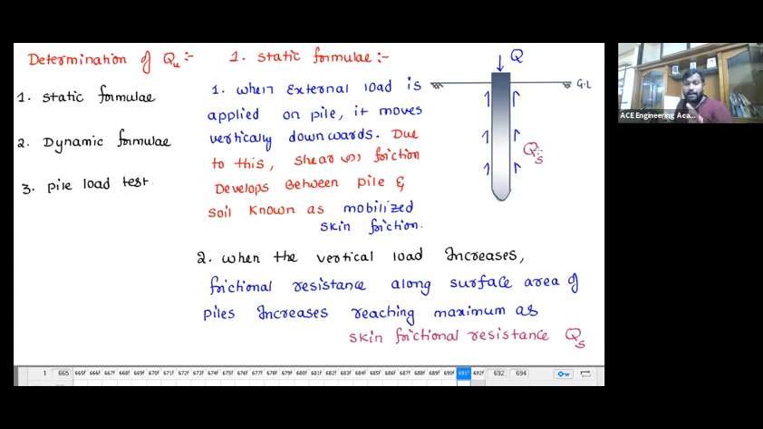QS. And now what is going to happen? Up to this point, whatever the vertical load I applied is nothing but the QS. Yes or no? Whatever the vertical load I applied is nothing but the QS.